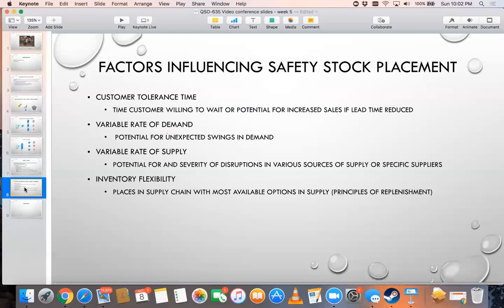So variable rate of supply. You've got disruptions in various sources of supply or specific suppliers. I think I mentioned this in the class. Toyota uses multiple suppliers for pretty much everything in their supply system. And they do it for this reason. Because once again, law of aggregate demand, if I have a bunch of different suppliers and they all have different levels of variation, if I risk pool all those suppliers, the variation around the average of all those suppliers will be lower than each of them individually.